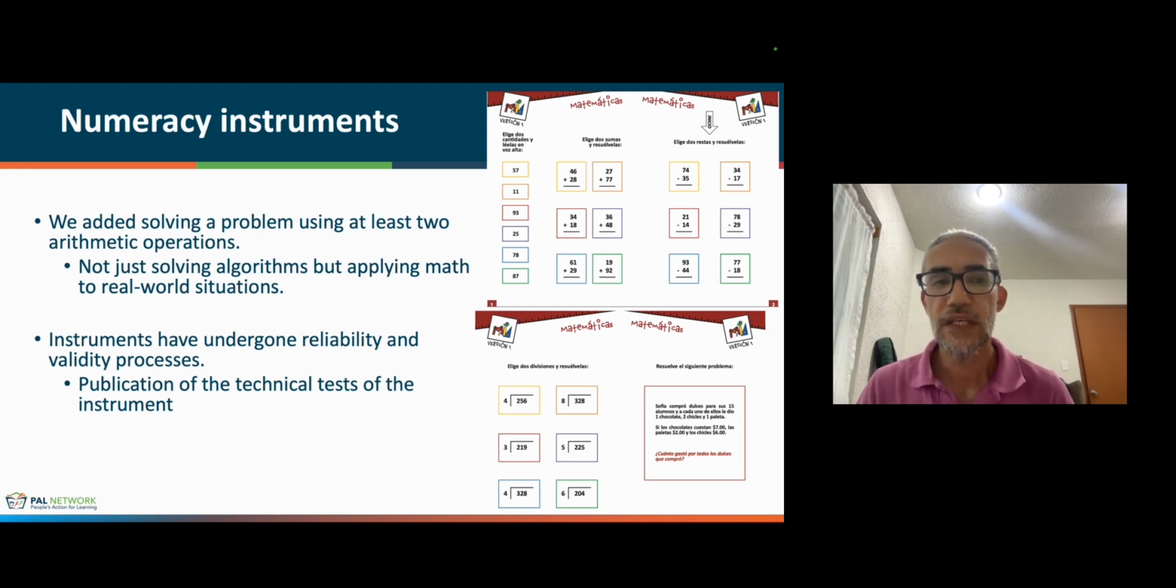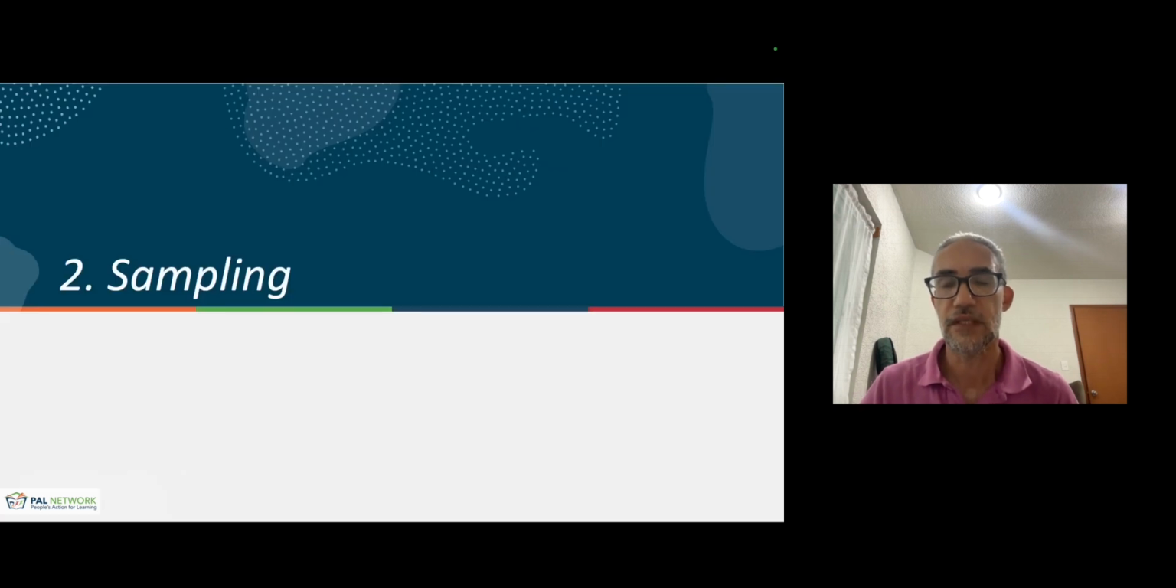And finally, all these survey instruments have undergone reliability and validity processes. We published a technical test of the instrument in order to assure the quality of these measuring instruments.